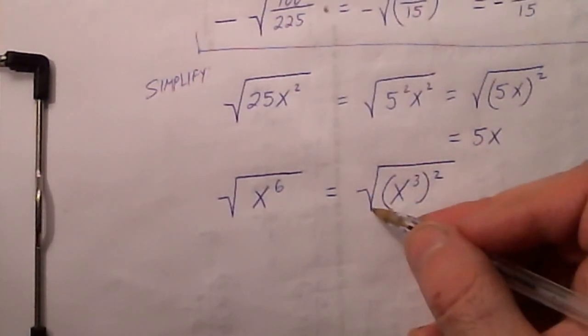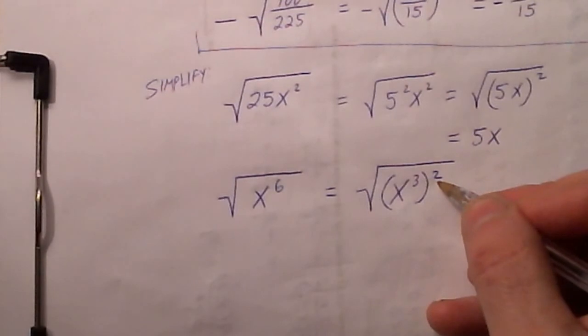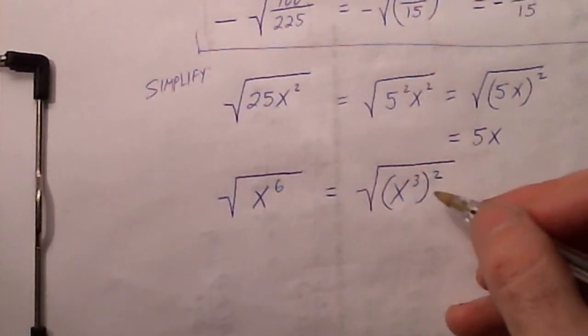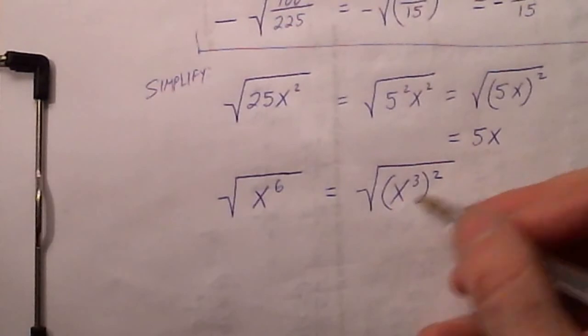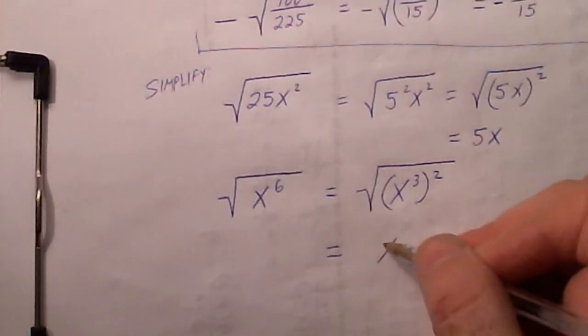Well, we're taking the square root of a perfect square. And so the square root of x to the 6th power, which is really the square root of x cubed squared, simplifies down to just x cubed.